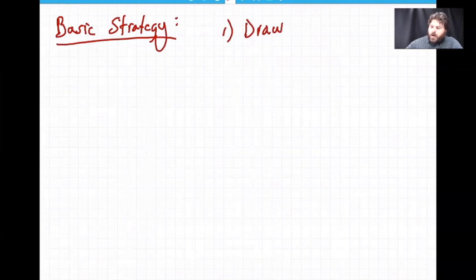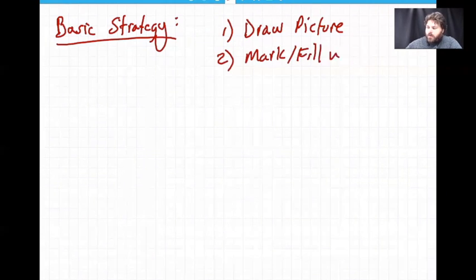We always want to draw a picture. If it's possible to draw a picture, we draw one. Sometimes one is given to you, but if not, a lot of the time drawing a picture is going to help. And you want to mark or fill in what you know. They'll give you information, or maybe you're supposed to know information, but you want to notate that. You want to write that on your picture. I know that this side and this side are congruent, so you'll mark that, so that you can see what's going on a little bit better.